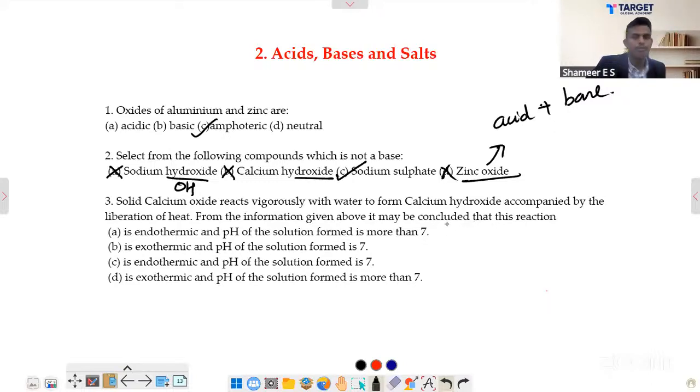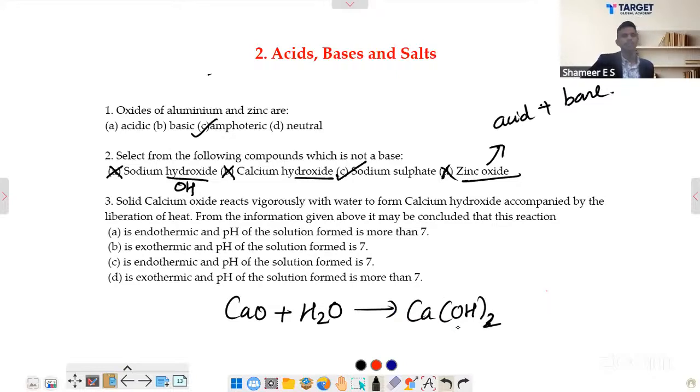Okay. From the information given above, it may be concluded that this reaction is exothermic or endothermic? This is a very important reaction regarding your first chapter, right? Calcium oxide plus water, you will get calcium hydroxide. Correct. No need to balance, it's already balanced. So it's an exothermic reaction.